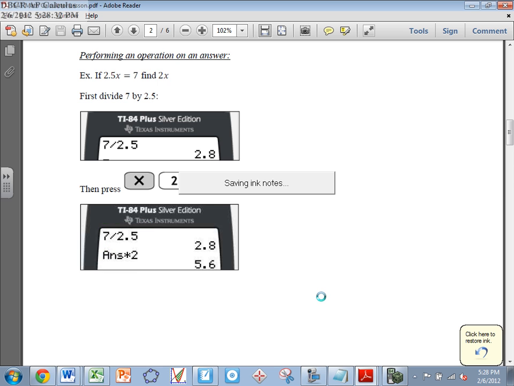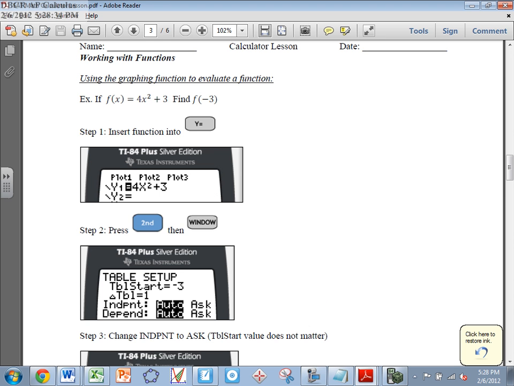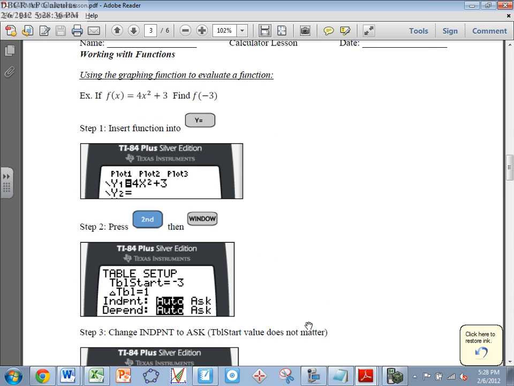All right, let's take a look at our next one. If we want to use a graphing function to evaluate a function, so this problem says, if f of x equals 4x squared plus 3, find f of negative 3.